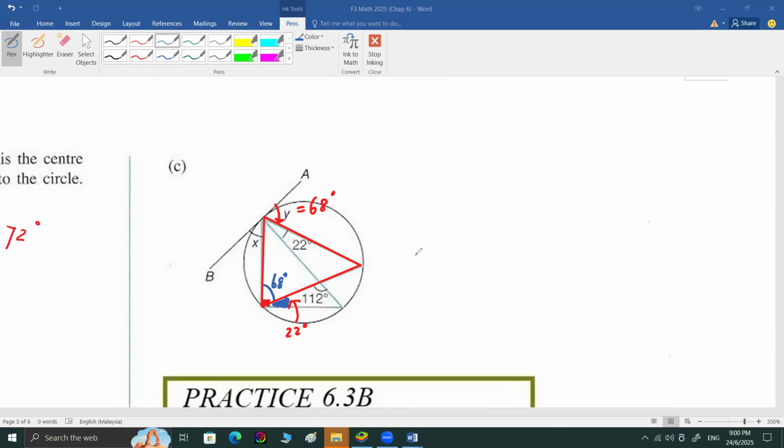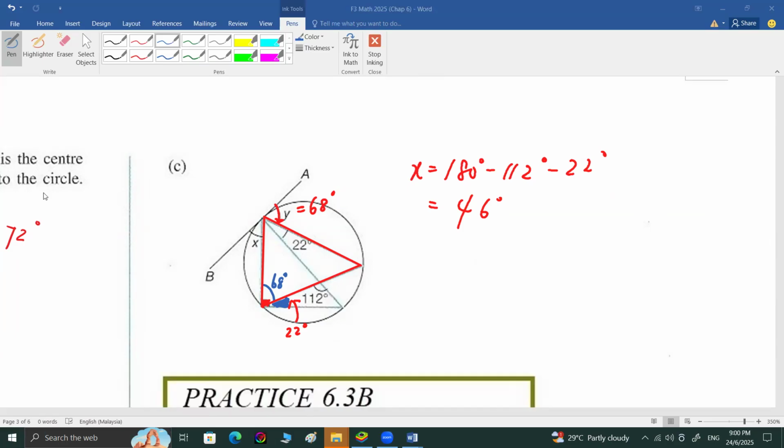Okay, then what about X? 180 minus 112 minus 22. Yes. X is 180. Wait, I show you how. 112 minus 22. Yes, you are right. The answer is 46. Okay, class, why do we say that minus 112? Any of you can tell me? Yeah, you can get a butterfly here, right? Okay, butterfly. So what else? For example, this one is 112. 112, okay, we can get this one, right?